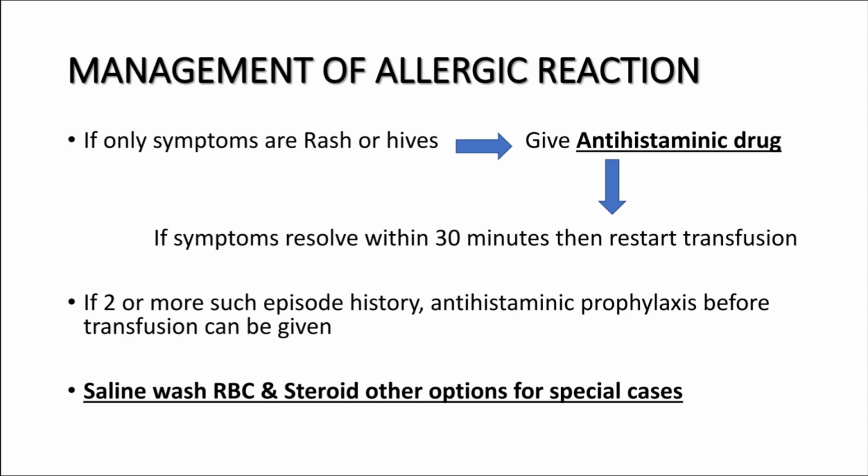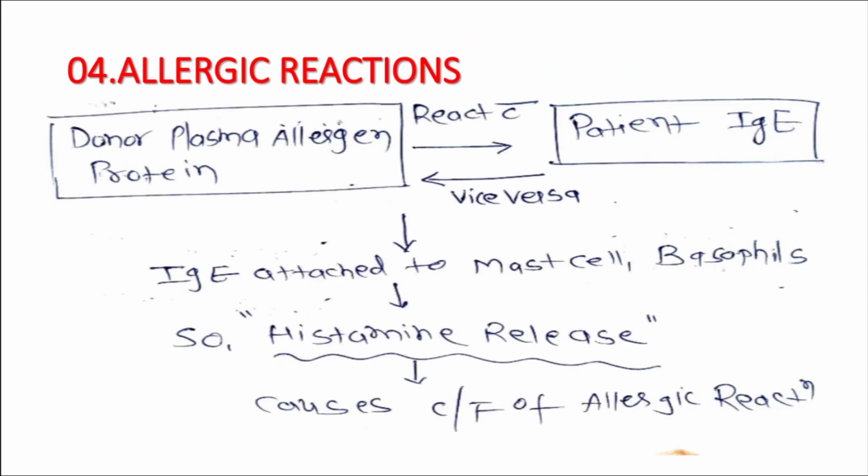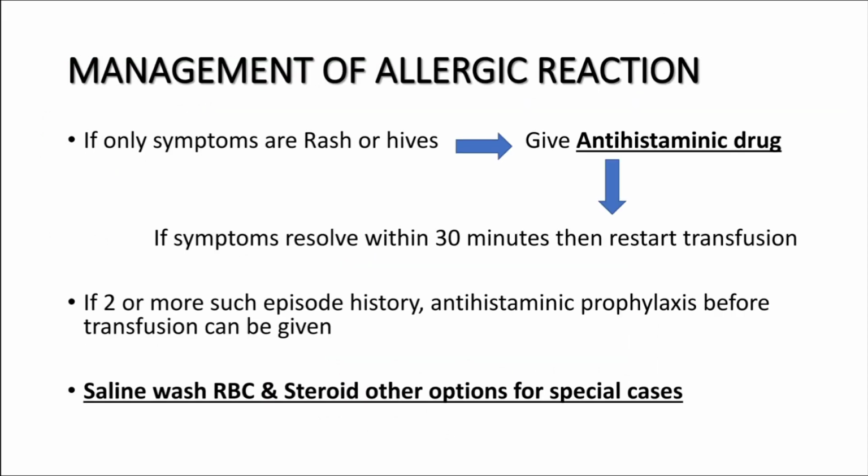Alright, how will you manage a case of allergic reaction? What is the management? The pathogenesis is only histamine release, so you have to give a drug which will block the effect of histamine. Such a drug is an antihistaminic drug. Suppose the patient only has a rash or hives, and you give the antihistaminic drug, which will relieve the symptoms. If the symptoms are relieved within 30 minutes, then you can restart the transfusion.